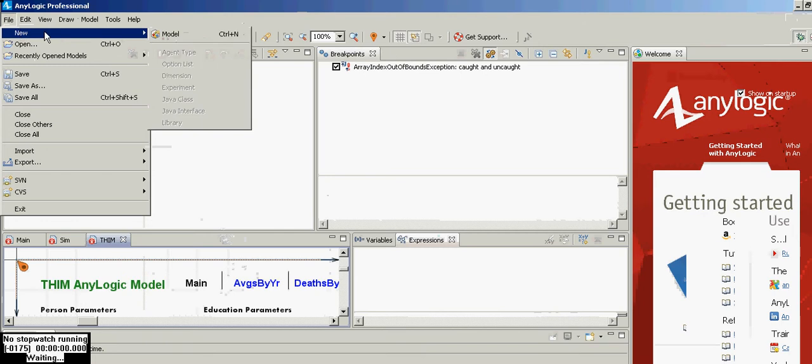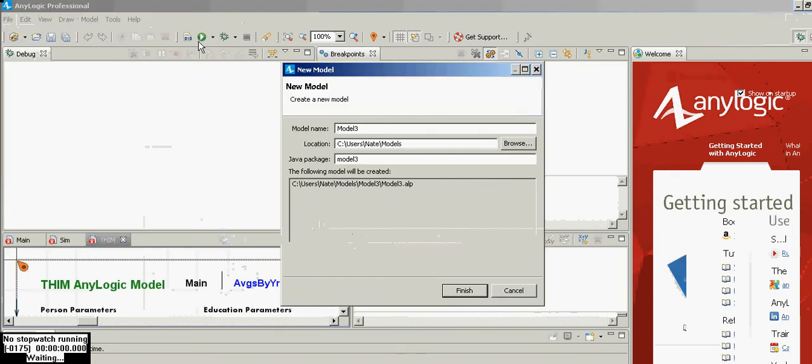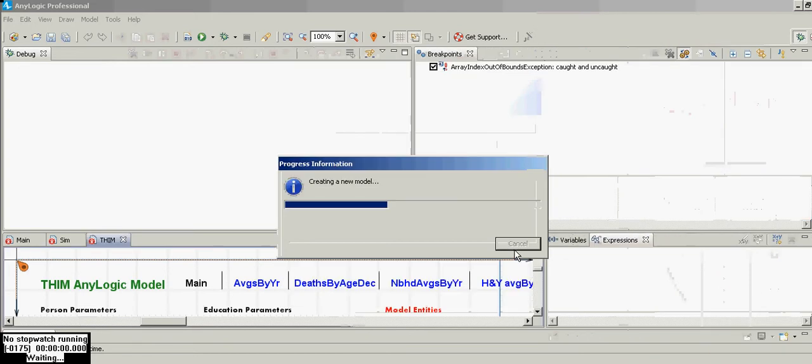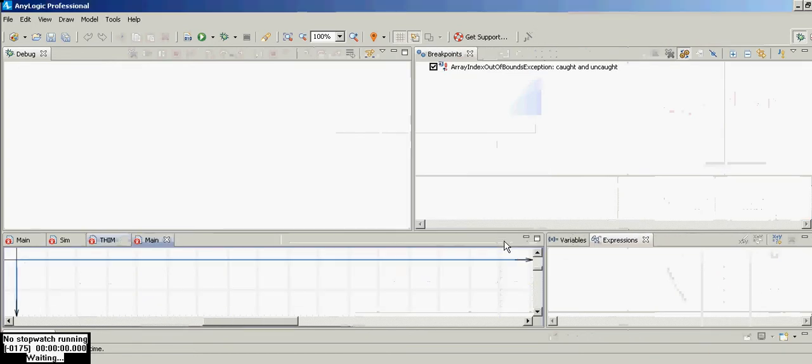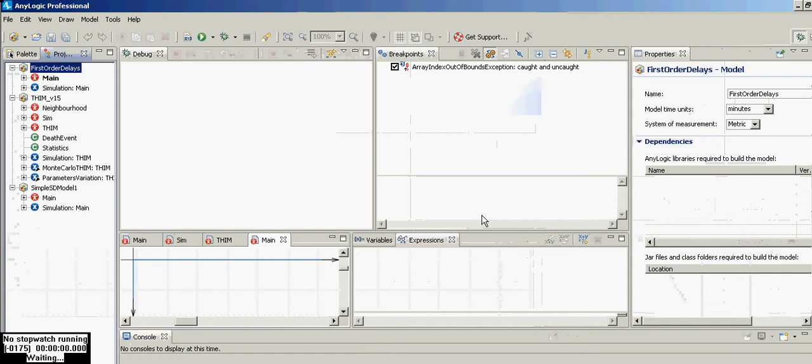first order delays. If you don't have a computer in front of you and you want to work with someone, I'd encourage you to pull over to someone nearby you. First order delays. There we go. Creating the first order delay model here. And let's close some of these windows. I don't need to be in debug mode.